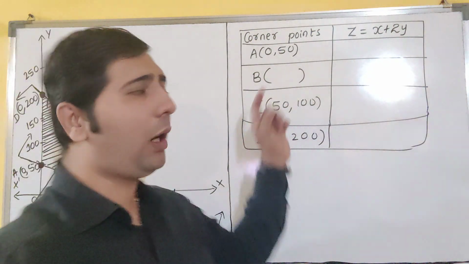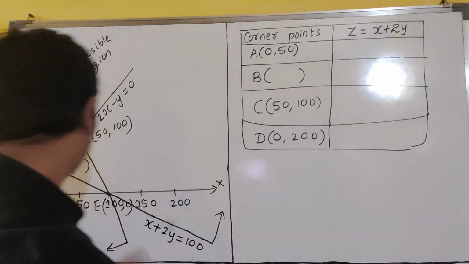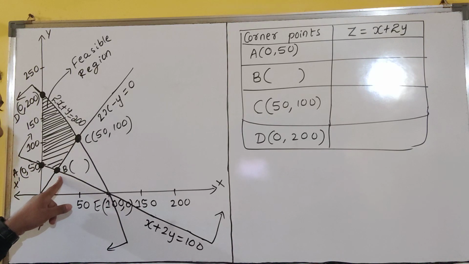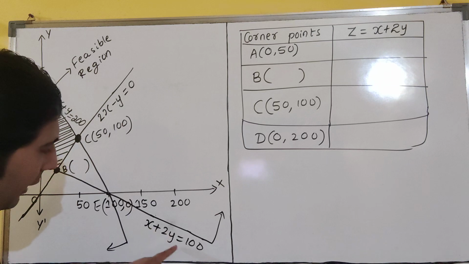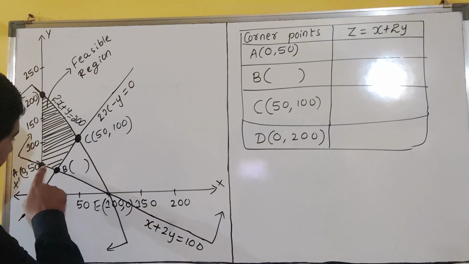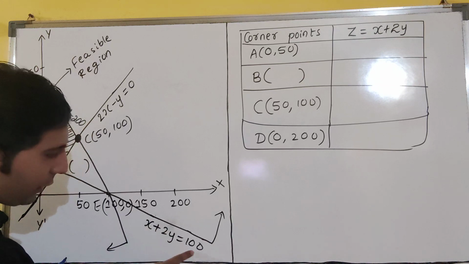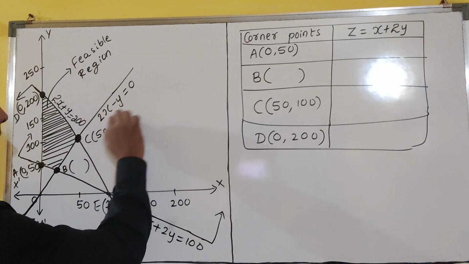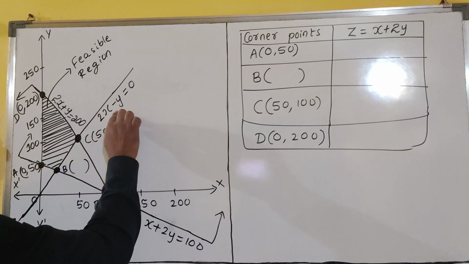Now the problem, how to find B, dear students? How to find this point, you see here. Very clearly observe, dear students. This is B. This line is what? x plus 2y is equal to 100. This line, can you see this? This line is x plus 2y is equal to 100. That line is meeting which line here? That is the middle line, 2x minus y.